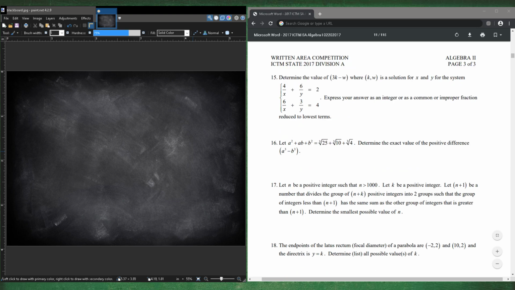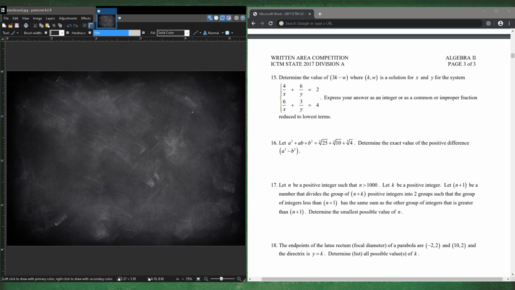Number 15, determine the value of 3k minus w, where k and w are the solution for x, y for this. Okay, so 4x plus 6y is equal to 2, and 6 over x plus 3 over y is equal to 4.